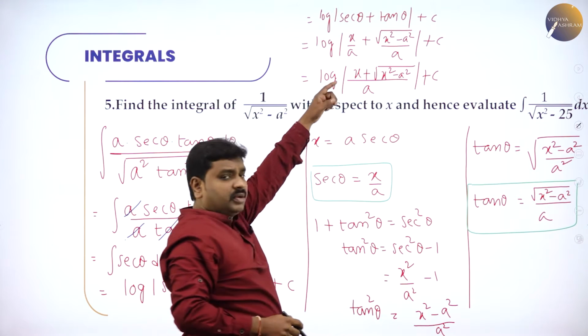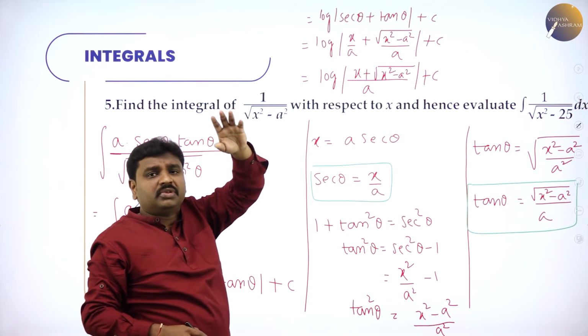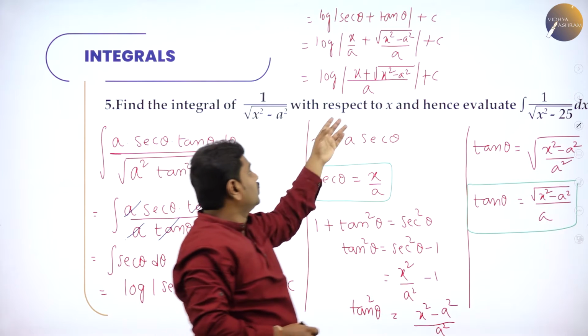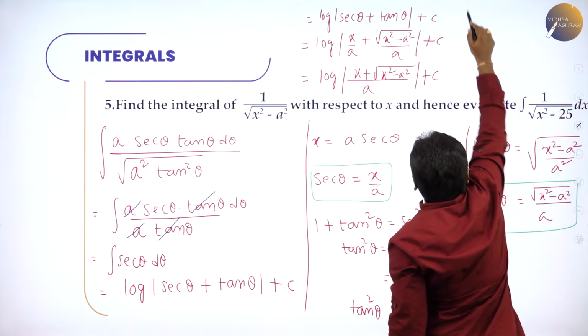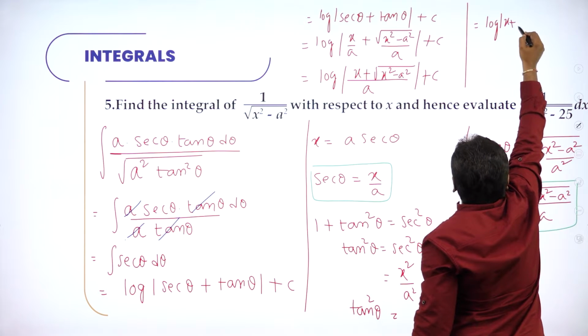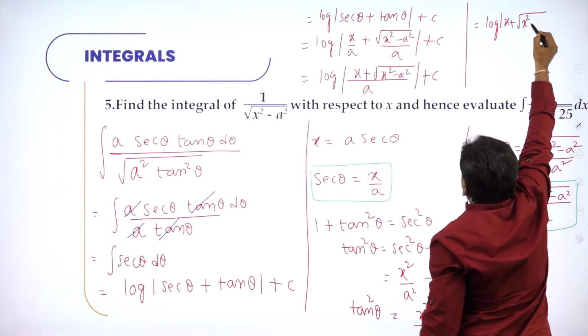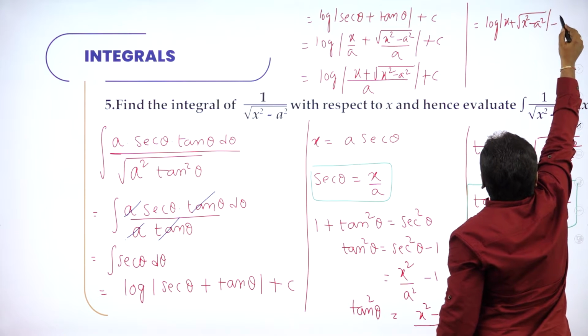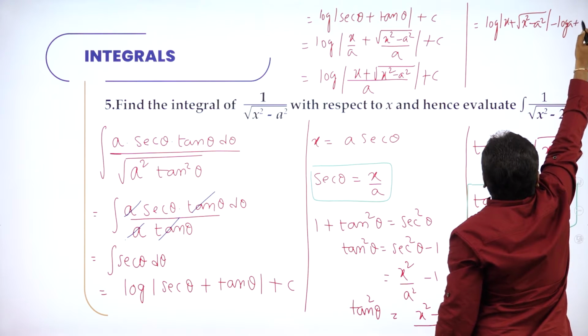Now it is in the form log a by b. All of you know log a by b is what? Log a minus log b. So log a by b becomes log a minus log b. I can write this as log of mod of x plus root of x square minus a square, minus log a, plus c.